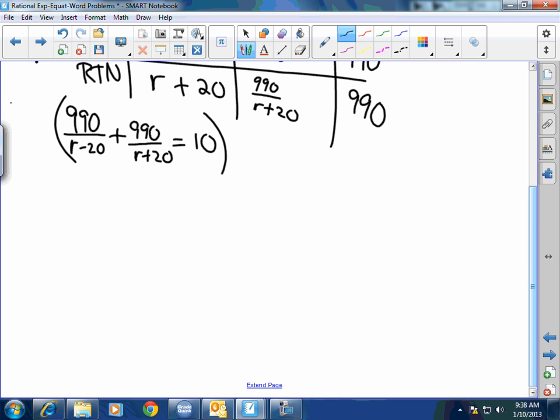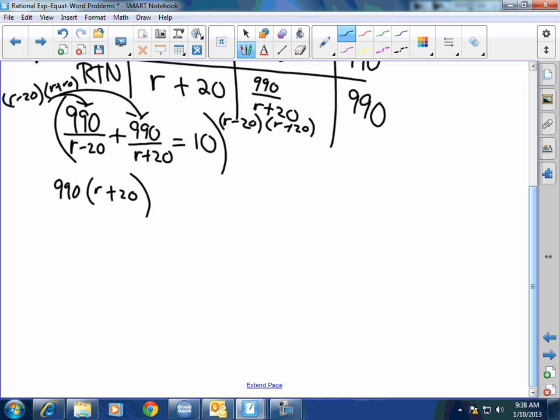So now, how am I going to solve this? I'm going to multiply r minus 20 and r plus 20 to both sides, correct? R minus 20, hold on, just chill. R plus 20. Okay, so when I distribute this, the r minus 20 goes bye-bye, correct? So I'm going to have 990 times r plus 20 plus 990 times r minus 20 equals r squared minus 400.